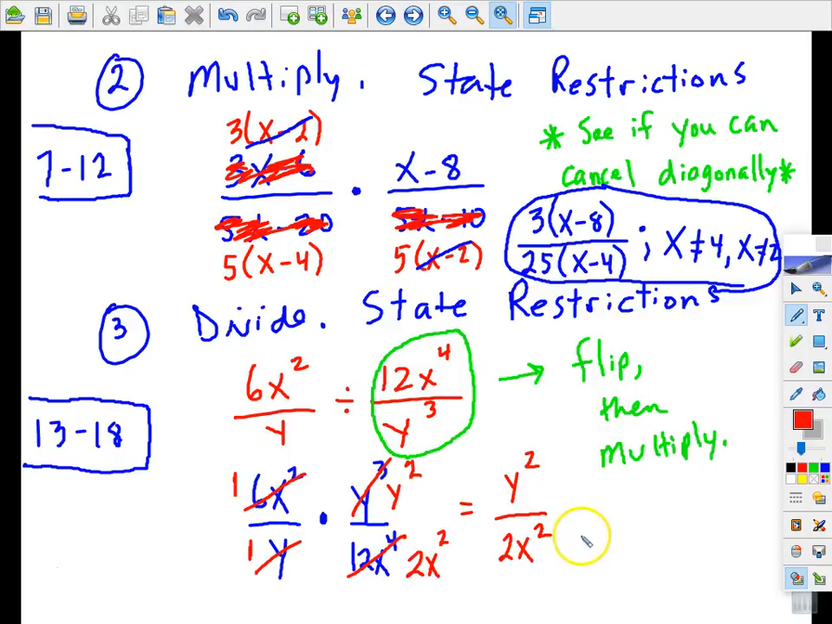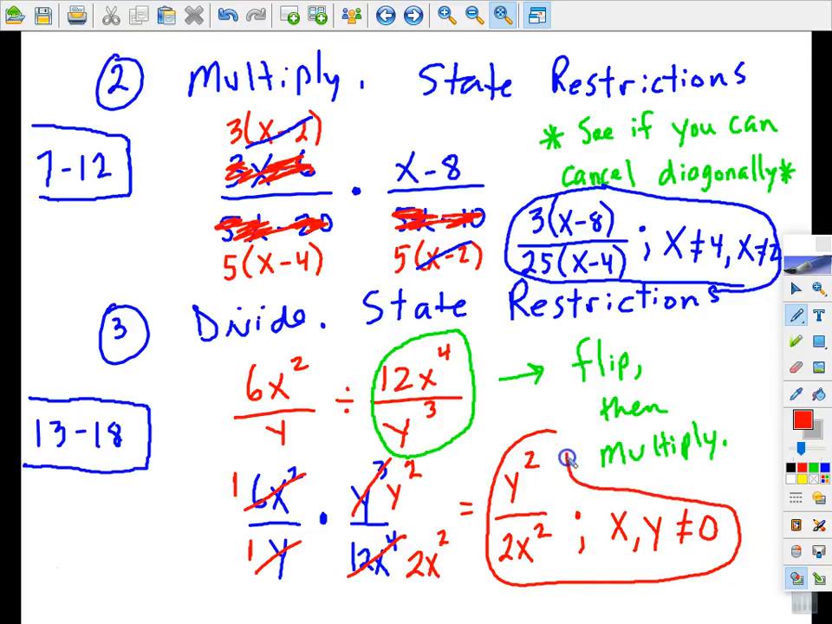Now, when it comes to finding restrictions for division problems, you notice that here I have x on the top, y on the bottom, but when I changed it, they switched places. So you kind of have to be careful. It really doesn't change my answer in this particular case, but I've got both x and y that cannot be 0. Neither of these variables, x nor y, can be 0. And so that's what my restriction is stating. So there's your answer to this division problem.